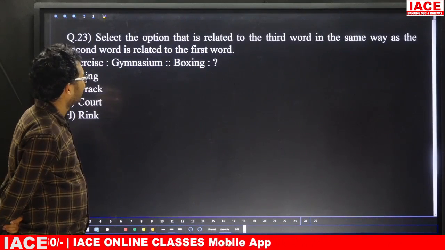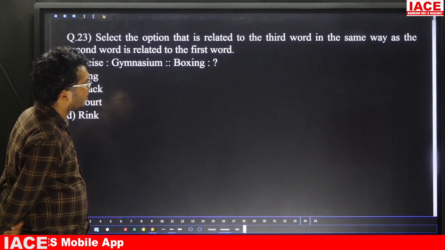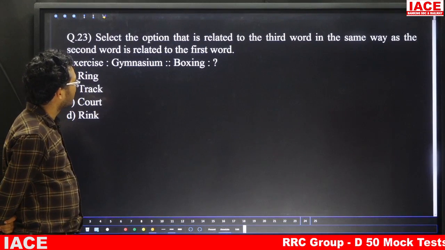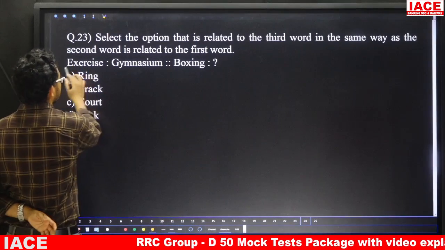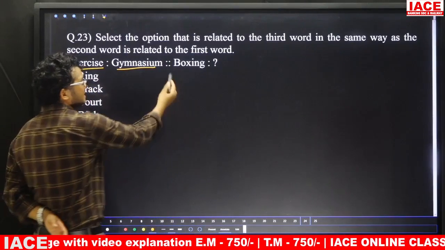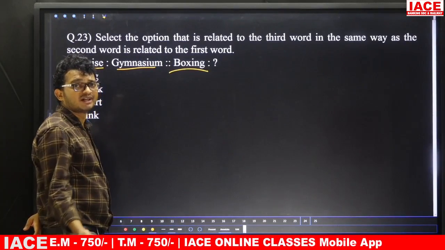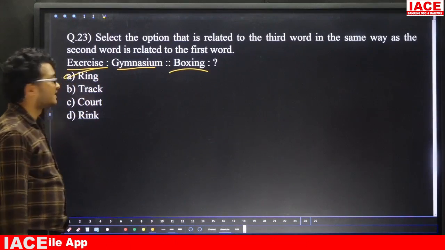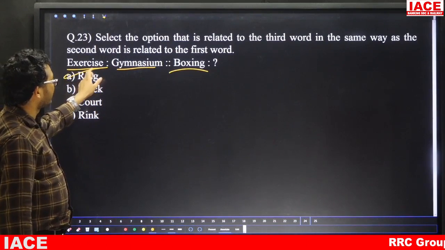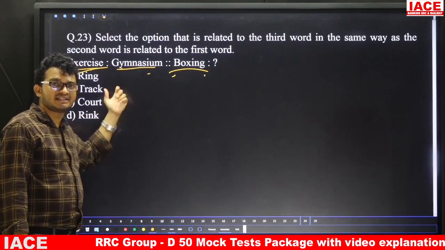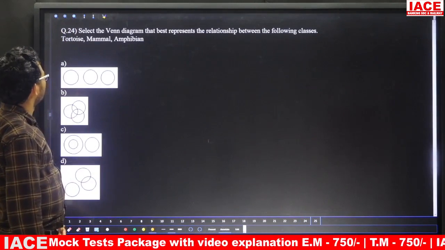Question 23. Select the option that is related to the third word in the same way the second word is related to the first word. Exercise we perform in a gymnasium. In the same manner, boxing we perform within the ring. So the answer is ring, option A. Exercise is performed within the gymnasium, boxing in the ring. Answer is option A.